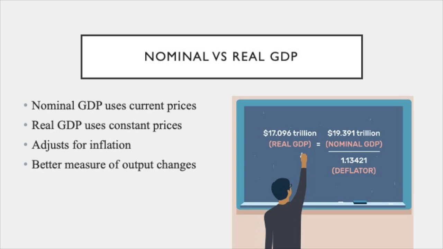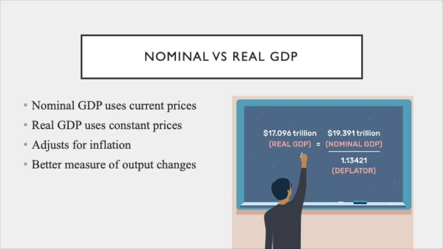Real GDP adjusts for inflation. It's the total value of goods and services measured in constant prices from a base year. By keeping prices constant, real GDP lets us compare actual production over time without getting fooled by price changes. It's like saying, if prices were the same in 2010, how much stuff did we really produce that year?